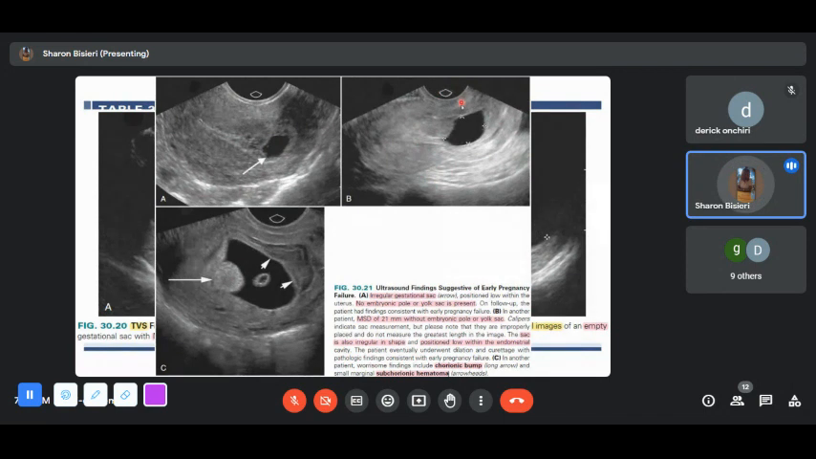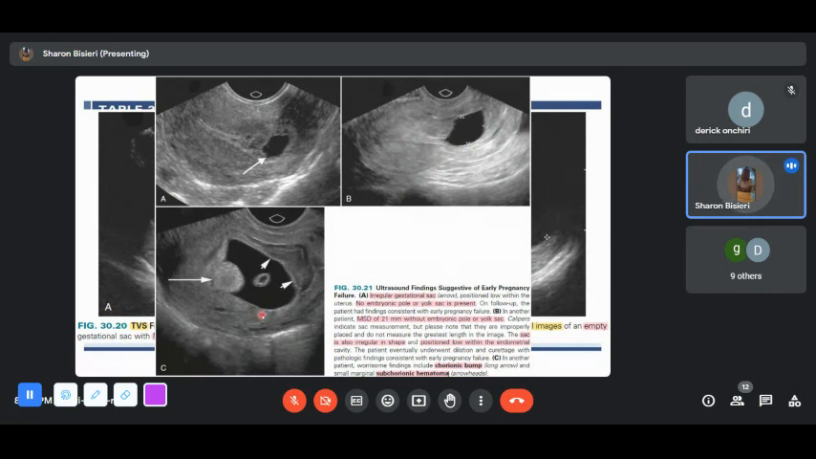A transvaginal ultrasound, you can appreciate the uterus, and then low lying within the endometrial cavity, we're seeing our irregularly shaped gestational sac. So here the mean sac diameter was calculated and it was found to be 21 millimeters and without any embryonic pole within it. So that's also a sign of pregnancy failure.